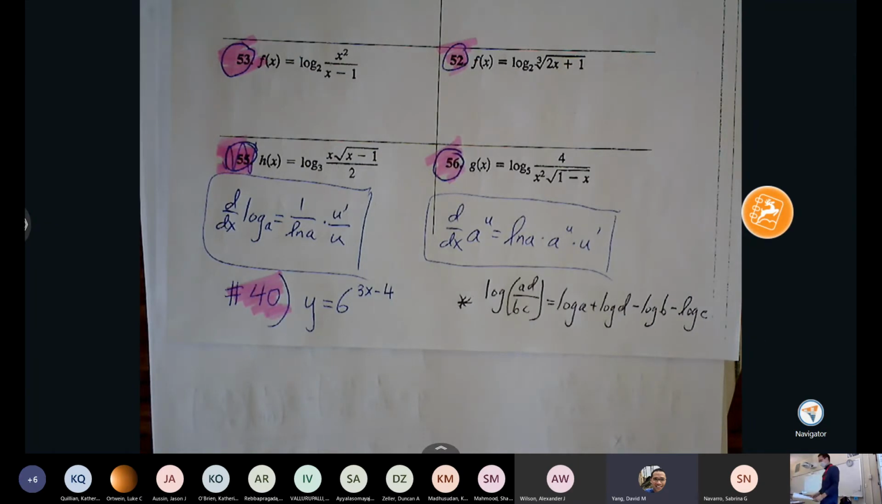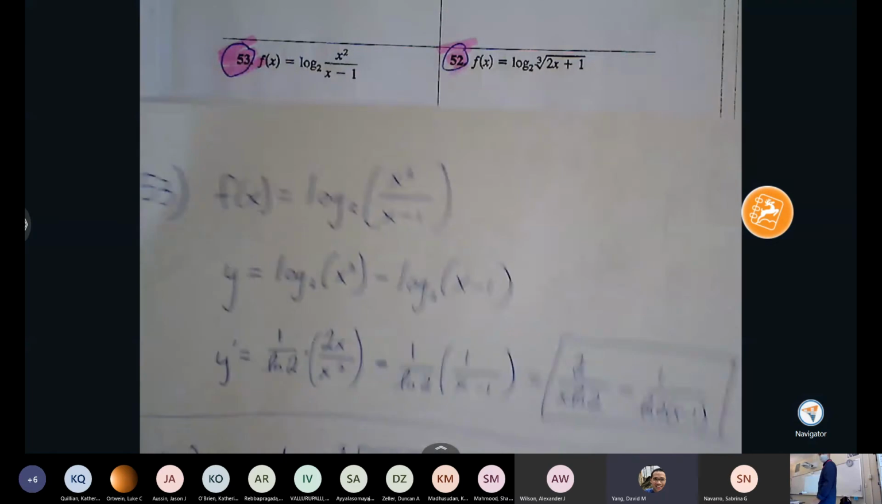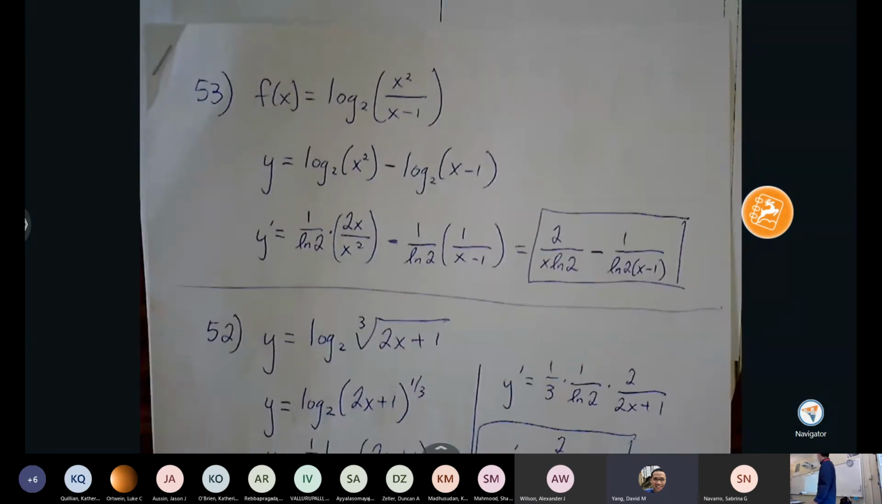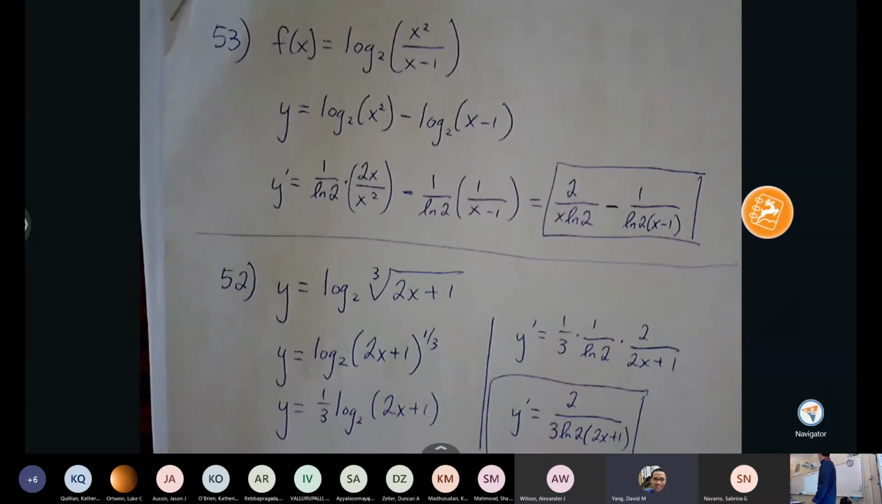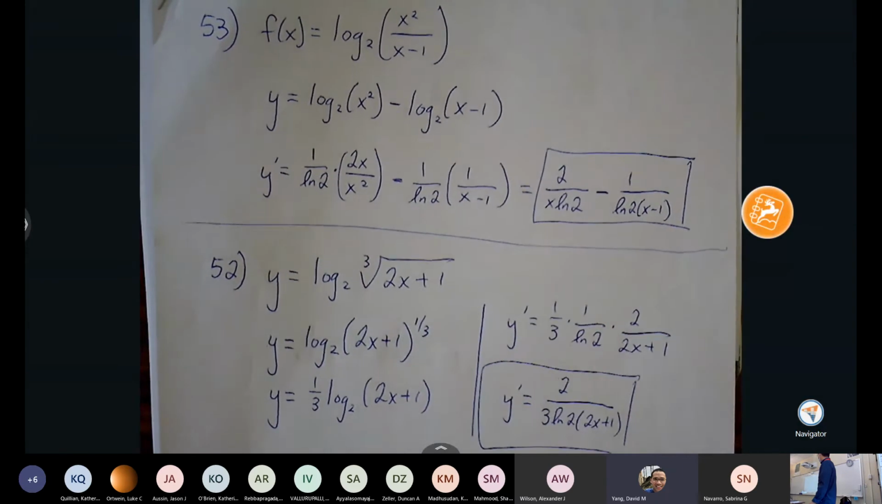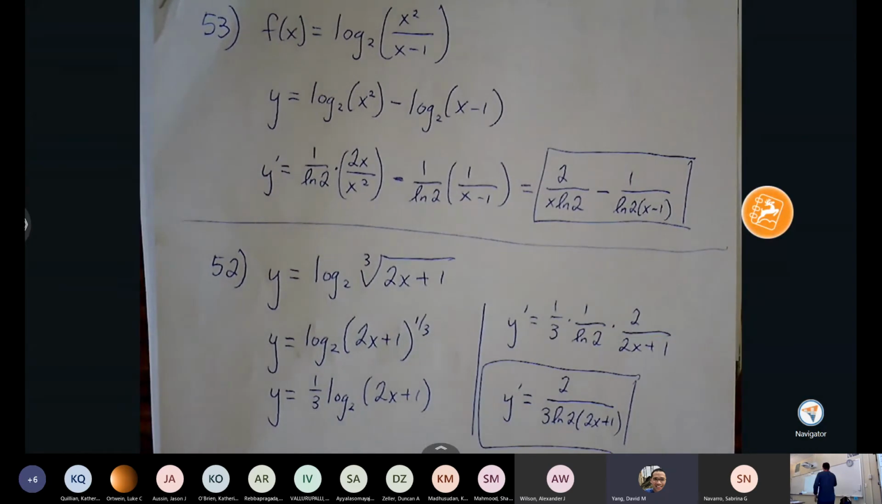Okay, all right, let me go through each problem with you. Looks like you're doing pretty well from what I can see. All right, 53, expand, right? I see expansion properties. Now, I only wrote the properties for natural log, but you have to adjust for whatever base you're dealing with. So in this case, we're dealing with base 2, so you've got to keep it in base 2. Log base 2 of the numerator minus log base 2 of x minus 1. Now you have two separate problems that you can take the derivative of individually.